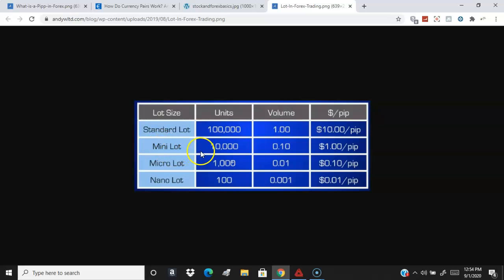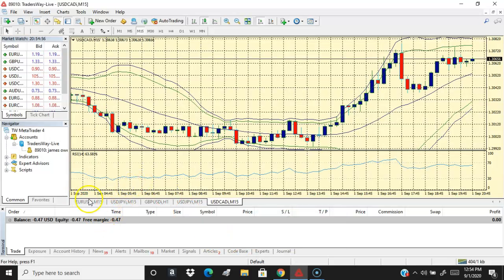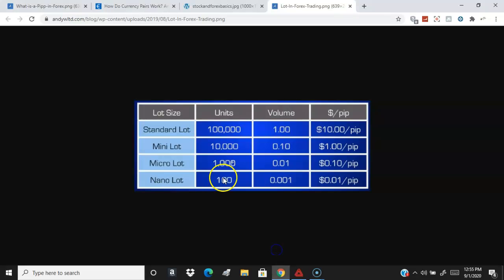The ones that will help you most are the micro and the nano lot. These mini lots and standard lots, you'll see more of those in stock trading. In the stock market, you'll see the standard and mini lots on those types of charts, but micro and nano lots are what people really trade on Forex. And how that works, let's go here. See how that lot is? That's my nano lot.